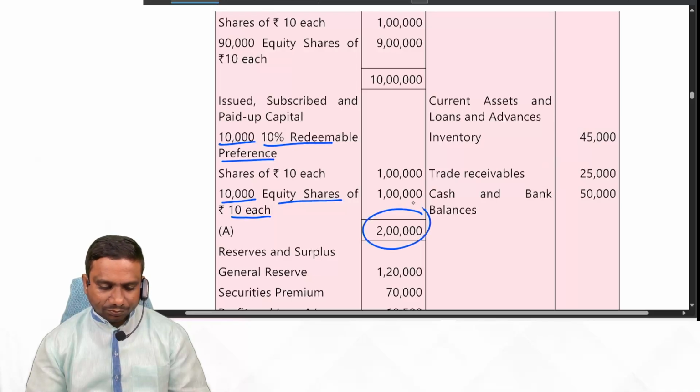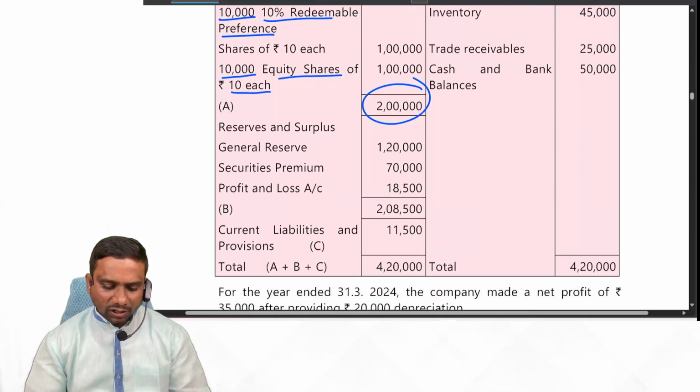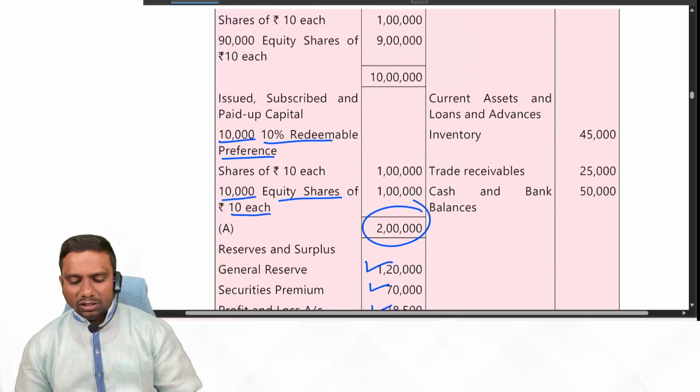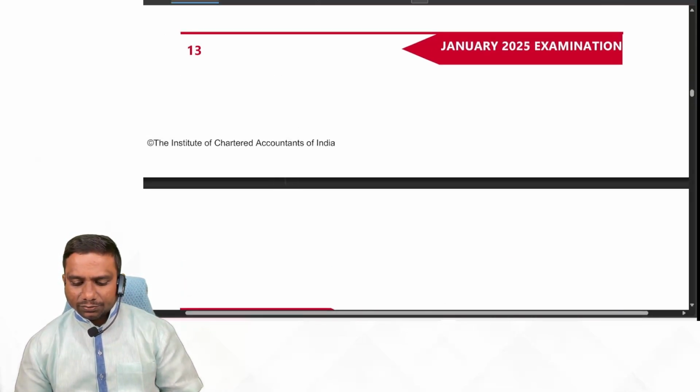2 lakhs. Okay, fine. Reserves and surplus, look at general reserve we have 1 lakh 20, securities premium 70, and profit and loss account 18,500, total this much. Current liabilities and provisions 11,500. This is the liabilities side. Look at assets.